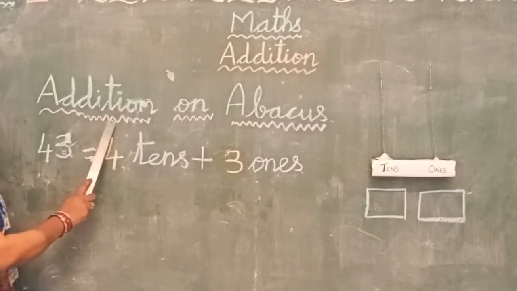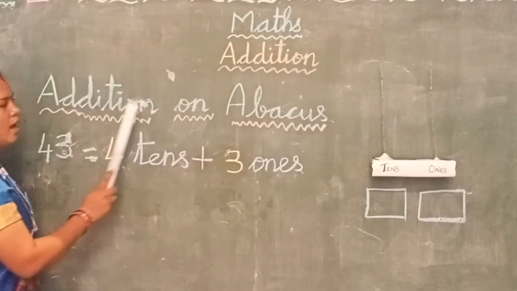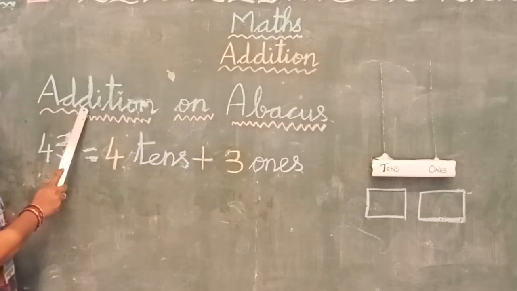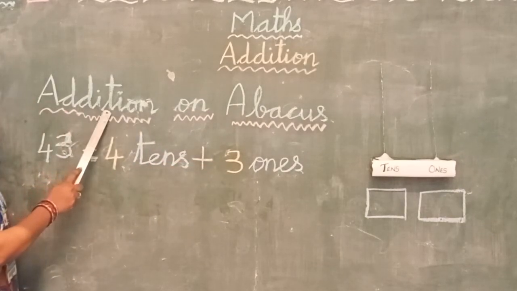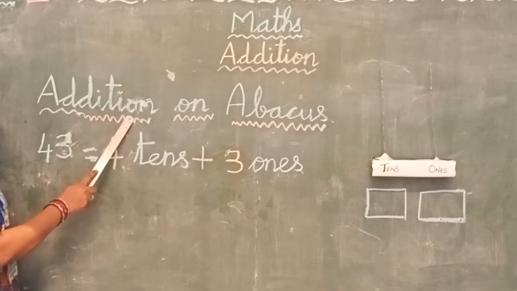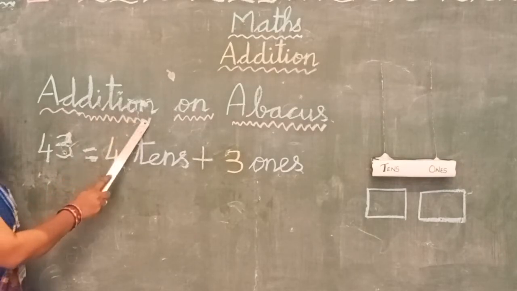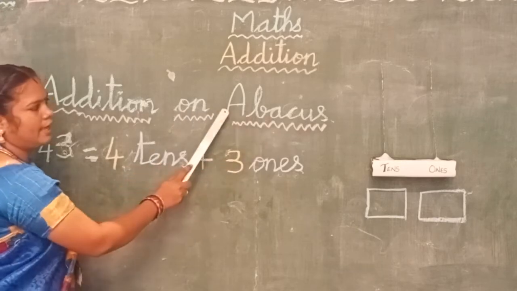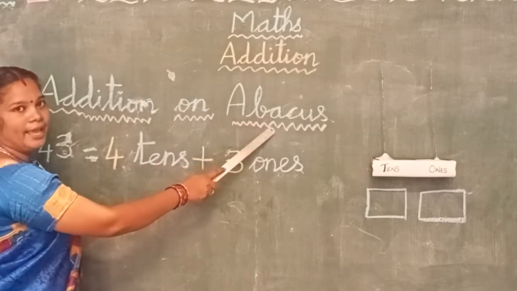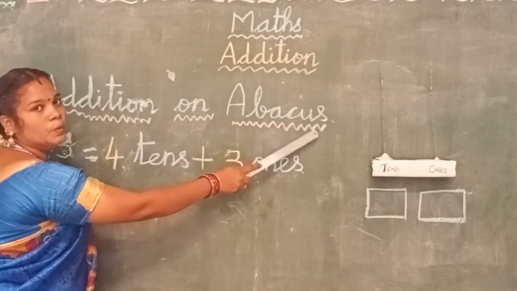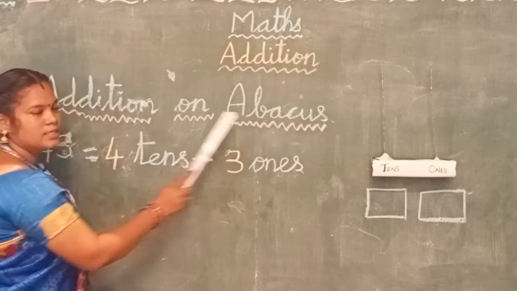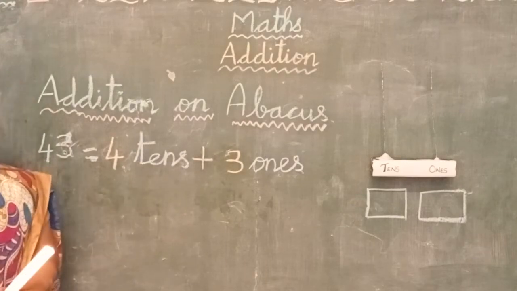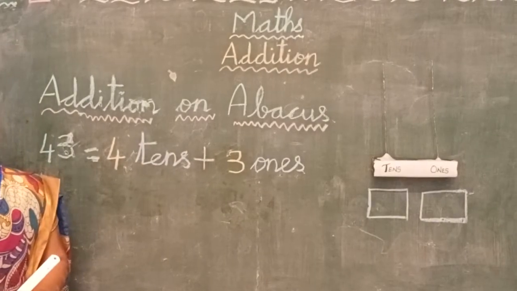Next. Addition on abacus. A, D, D, I, T, I, O, N. Addition. On. Abacus. A, B, A, C, U, S. Abacus. Addition on abacus. In this model, you must learn place value.